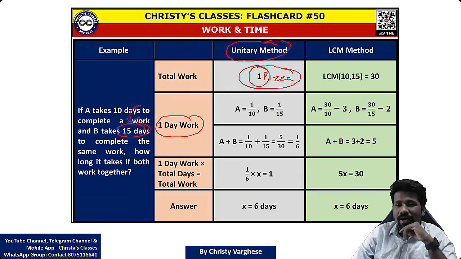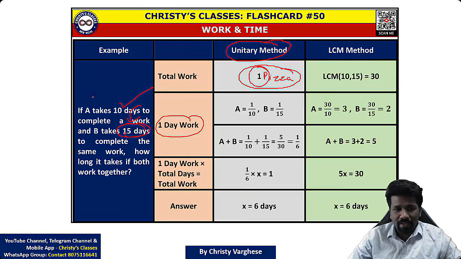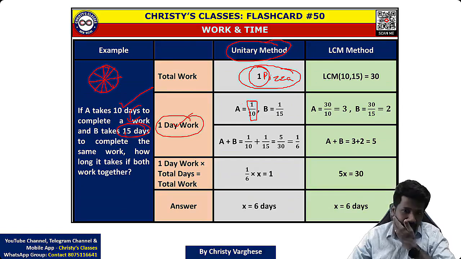How much work will A do in one day? If 10 days are needed to eat the whole pizza, what A is doing is cutting the pizza into 10 equal parts and eating 1 out of 10 parts every day. So every day A can eat 1/10 of the pizza.